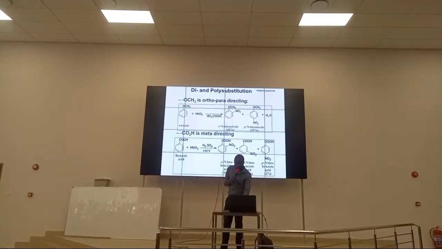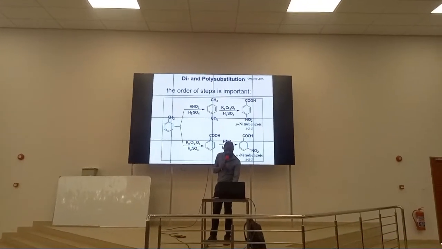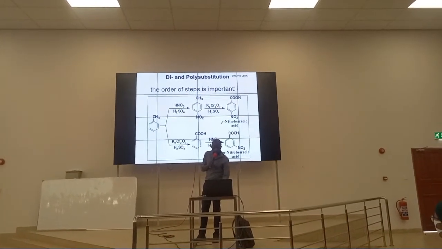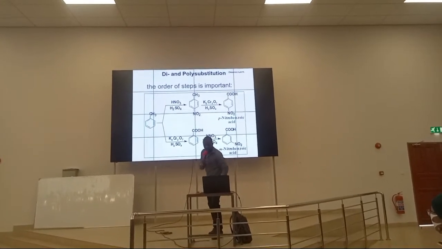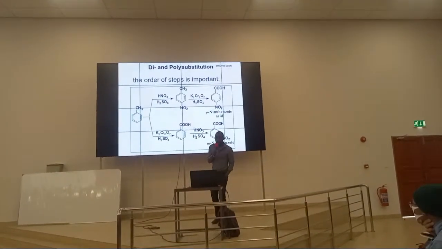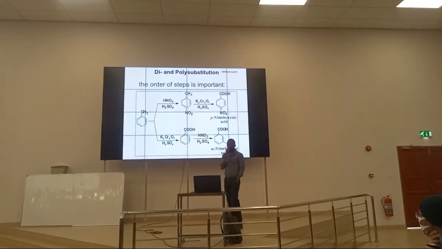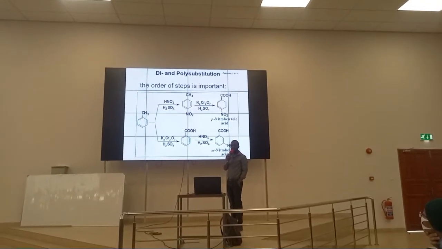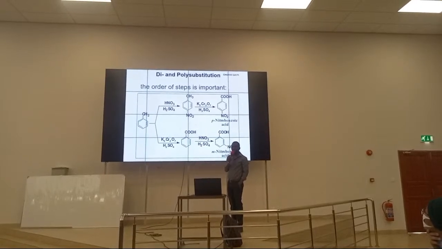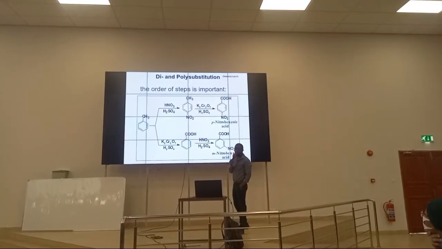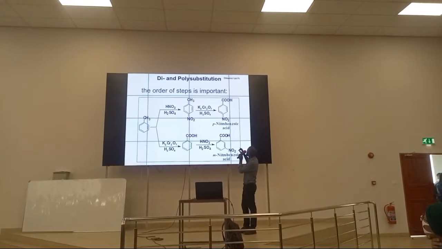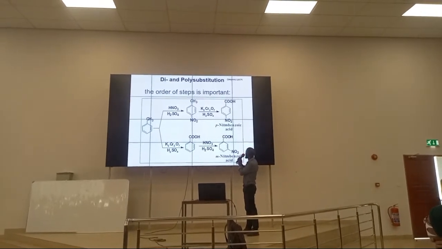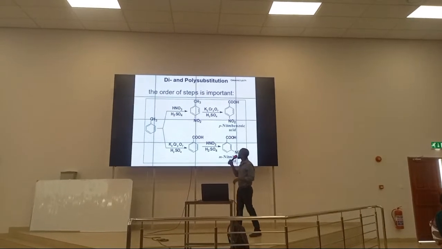And we have another example here where if we wanted, for example, to make para-nitrobenzoic acid, if we wanted to make para-nitrobenzoic acid, which is that particular compound.